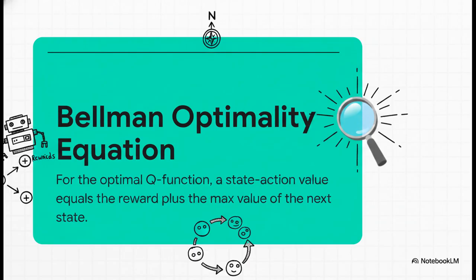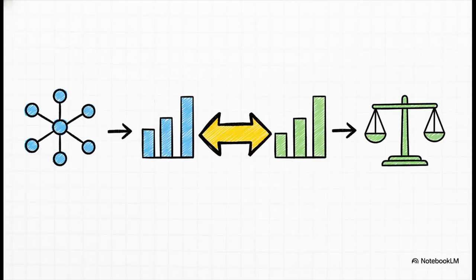It says that for the one true optimal Q function, everything has to be perfectly self-consistent. The value of doing something right now must equal the immediate reward you get, plus the value of the absolute best thing you could possibly do from the very next state. If your Q function satisfies this equation everywhere, you've found the optimal one. You're done. So the Q learning algorithm cleverly turns this into a kind of supervised learning problem.